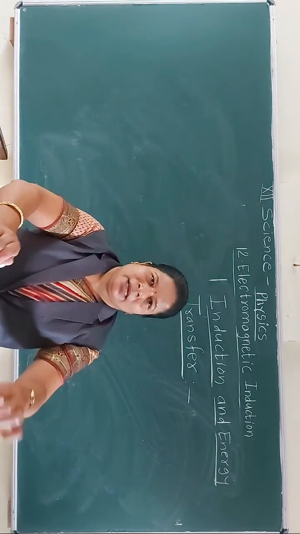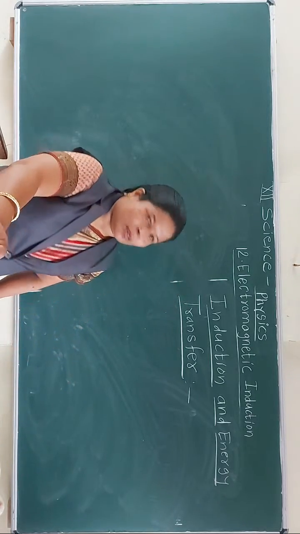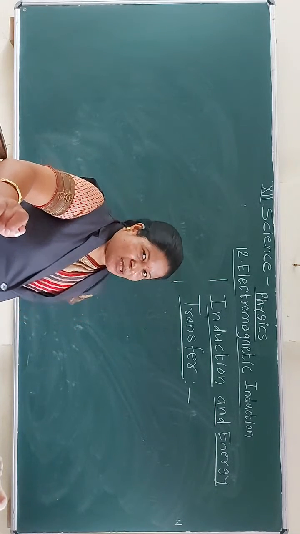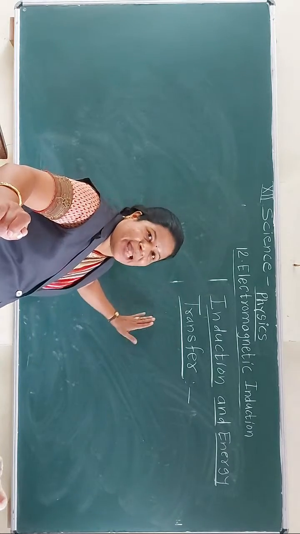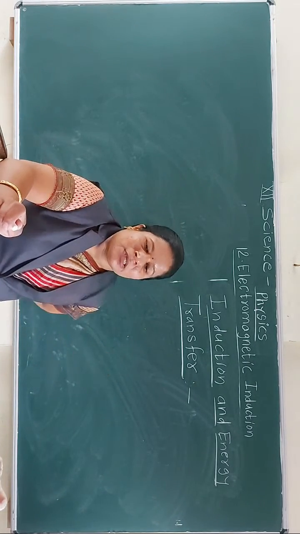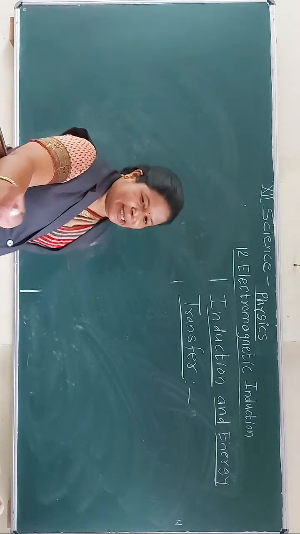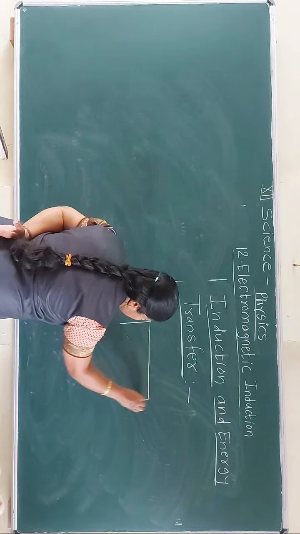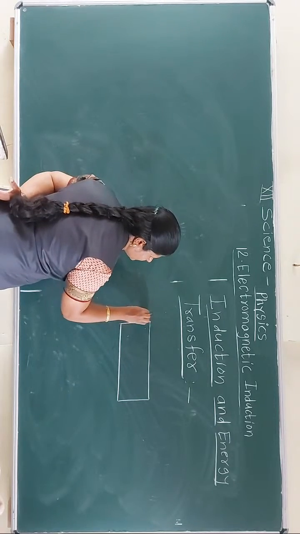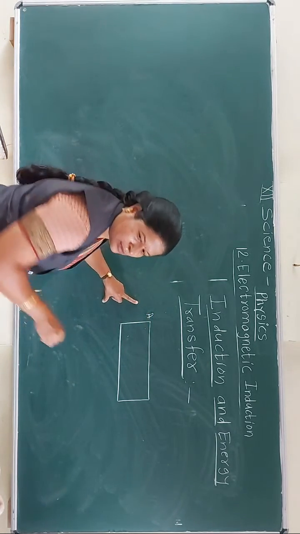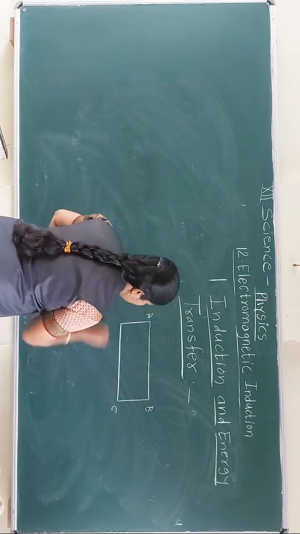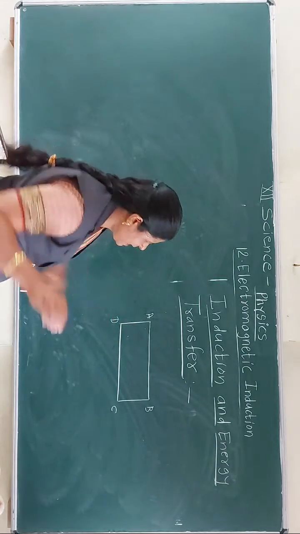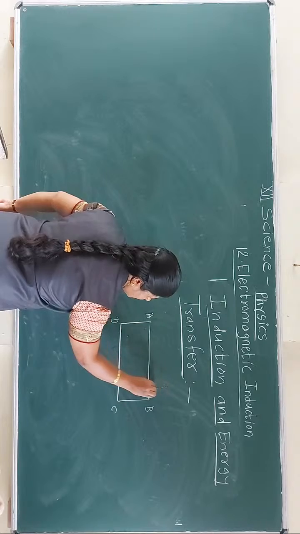Energy transfer in a magnetic field. For this induction and energy transfer, we have to consider a constant magnetic field. So consider a loop A, B, C, D kept partially in a magnetic field.